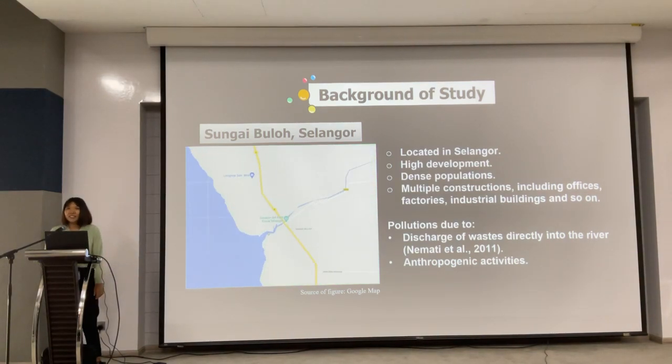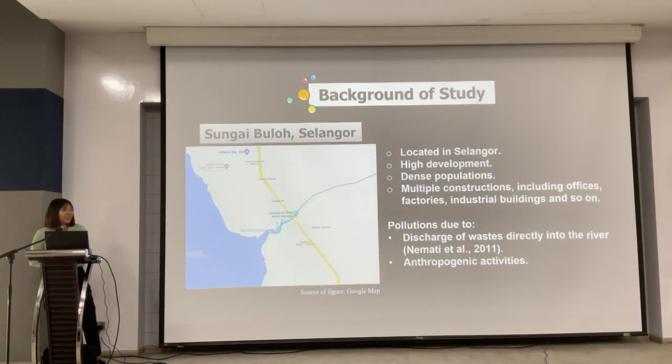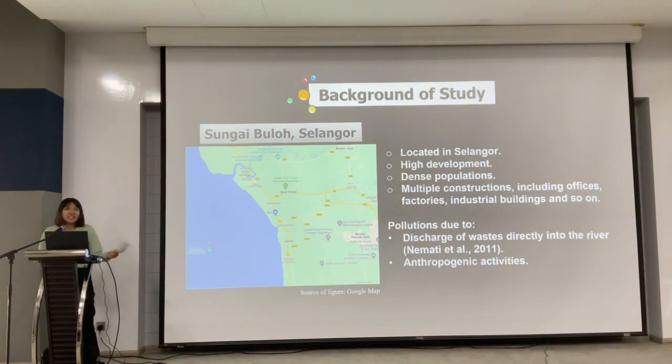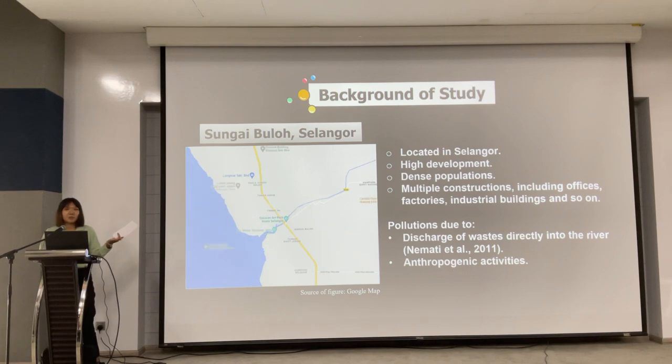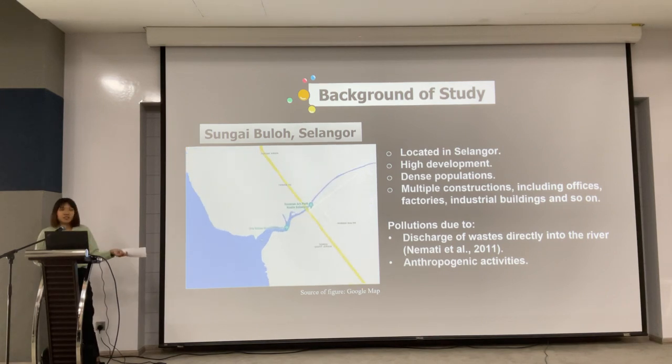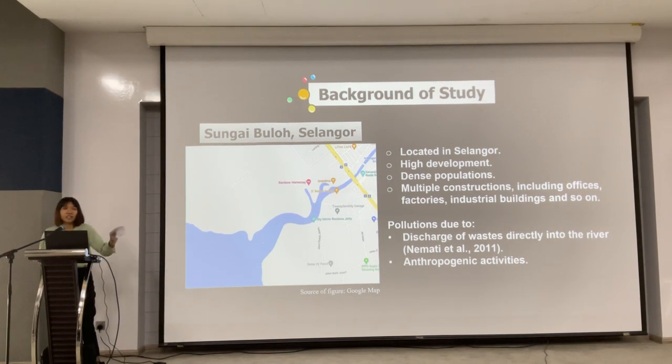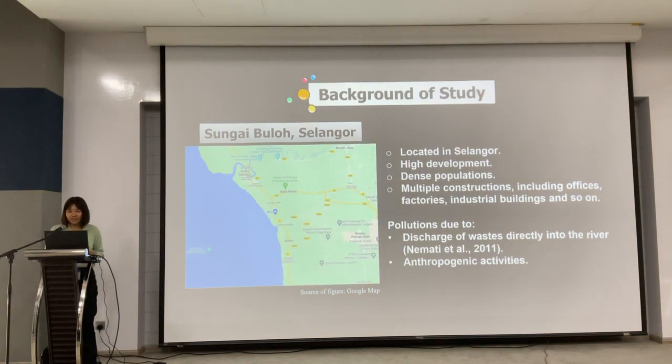Sungai Buloh is located in Selangor, and this area is highly developed and dense in population. So there is a lot of construction, including offices, factories, and industrial buildings. Then it might cause pollution such as air pollution, water pollution, and heavy metal pollution. This is because the discharge of wastewater is directly released into the river, and also some anthropogenic activities caused by tourists.